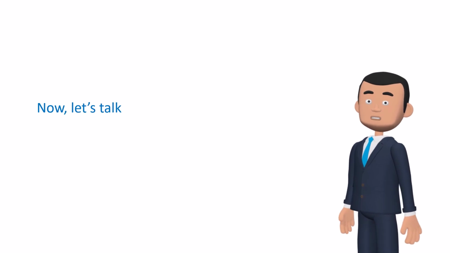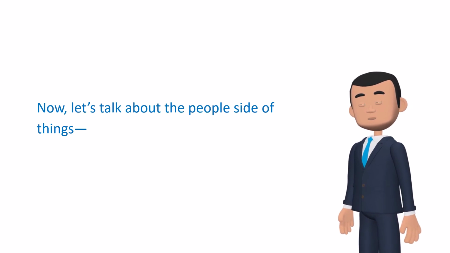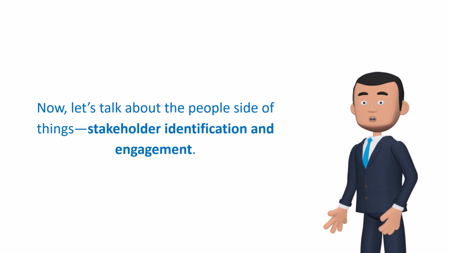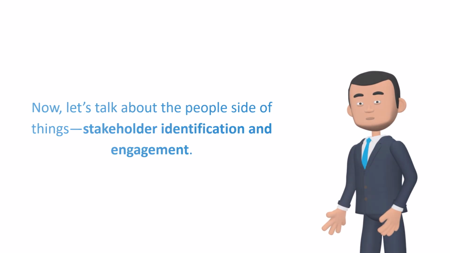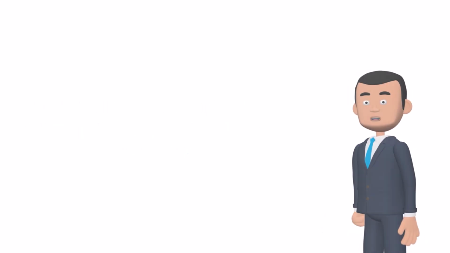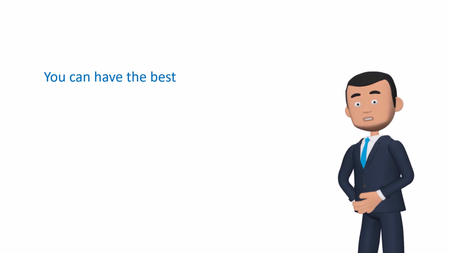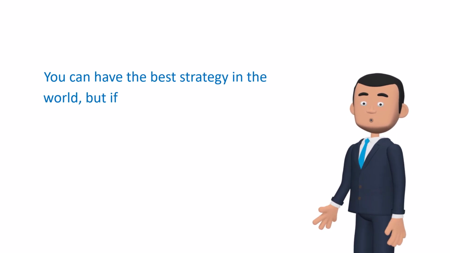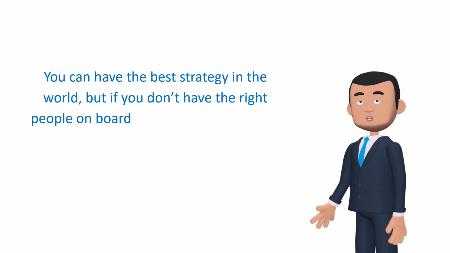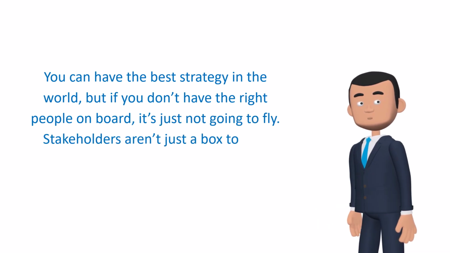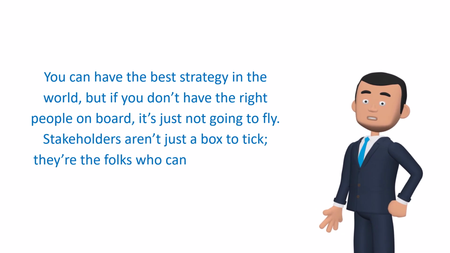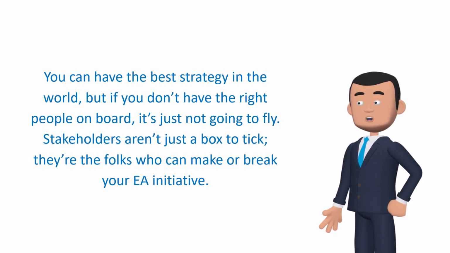Now, let's talk about the people side of things: stakeholder identification and engagement. You can have the best strategy in the world, but if you don't have the right people on board, it's just not going to fly. Stakeholders aren't just a box to tick. They're the folks who can make or break your EA initiative.